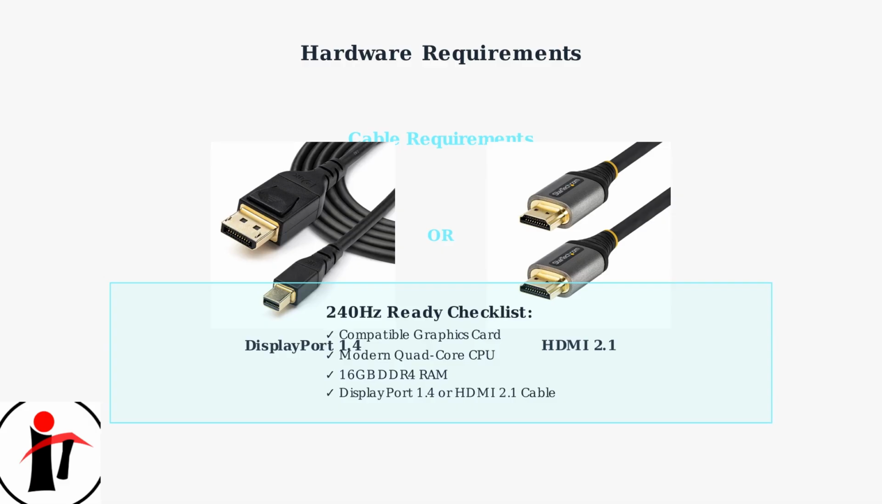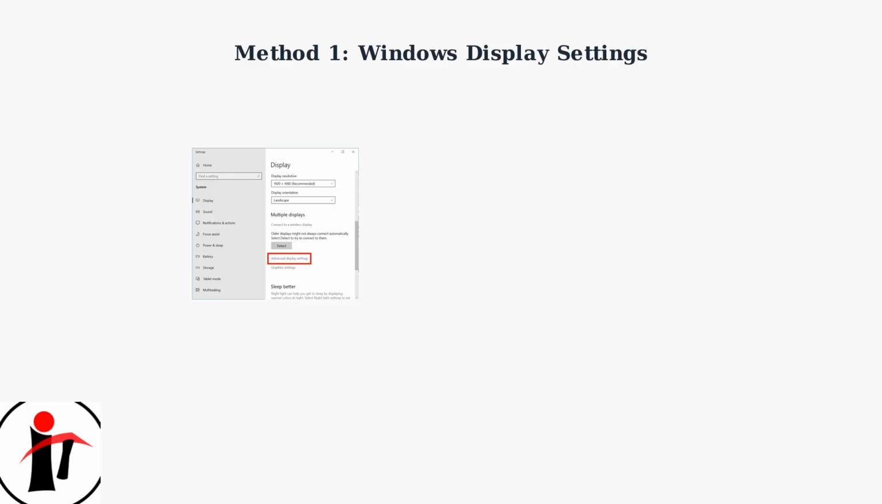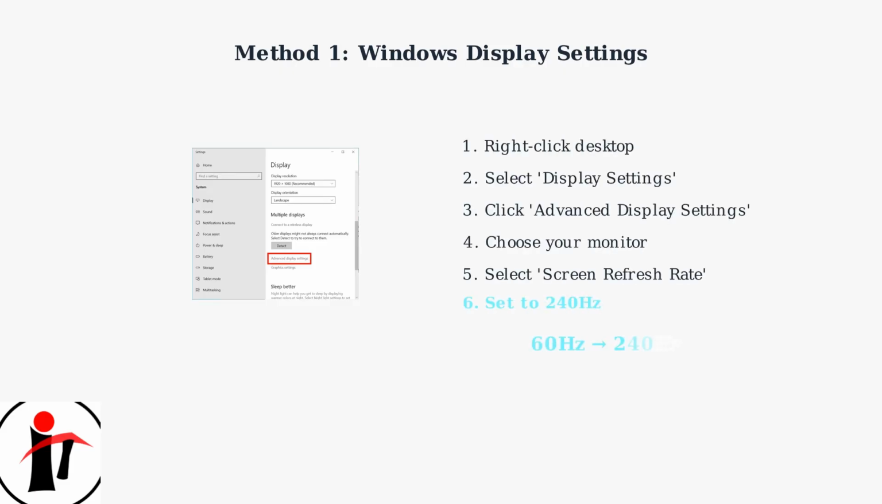smoothest possible gameplay. There are three primary methods to configure your Sceptre monitor to 240 Hz. First, let's use Windows Display Settings. Right-click your desktop and select Display Settings. Then click Advanced Display Settings and choose your monitor. Under the Monitor tab, select Screen Refresh Rate and set it to 240 Hz.